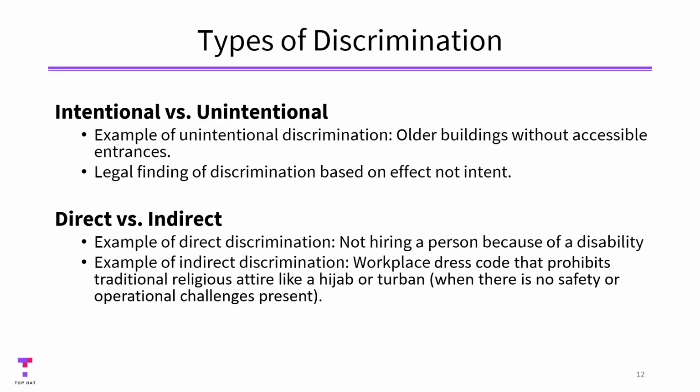Another type of discrimination is direct versus indirect. So an example of direct discrimination is not hiring somebody because of a disability. An example of indirect discrimination is often rules or policies that people put in place that appear to be universal, but in fact have the effect of discriminating against a particular group.